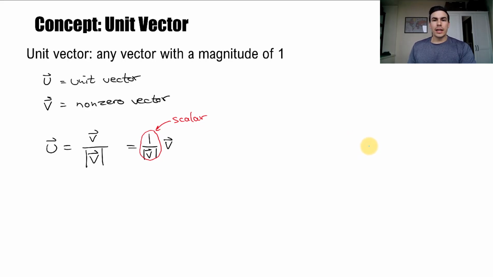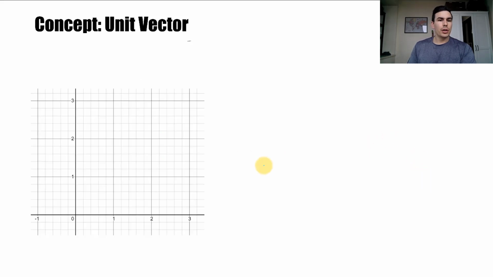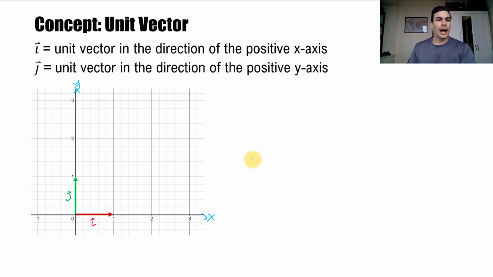All right, so let's take a look at unit vectors in our xy plane. I've got my xy plane here. We'll make this x, we'll make this y. Now our unit vectors, there are 2 that are going to be very important for us, and those are unit vectors i and j. Unit vector i is the unit vector in the direction of our positive x-axis, so going this way. And then unit vector j is going in the direction of our positive y-axis, so it's going up 1.